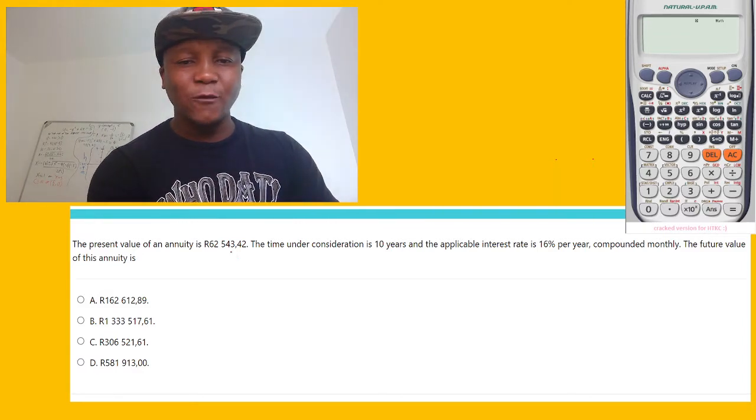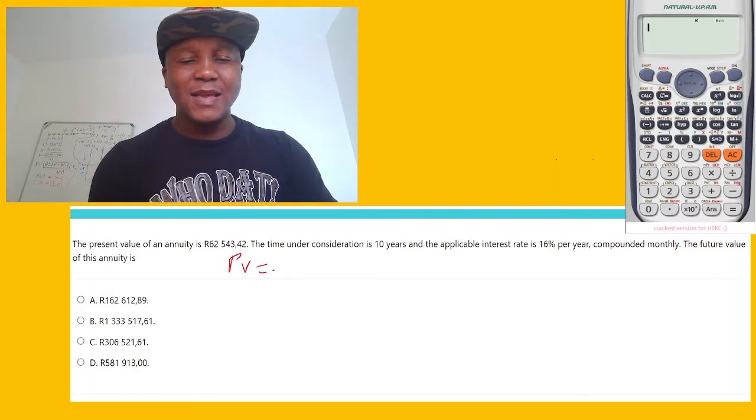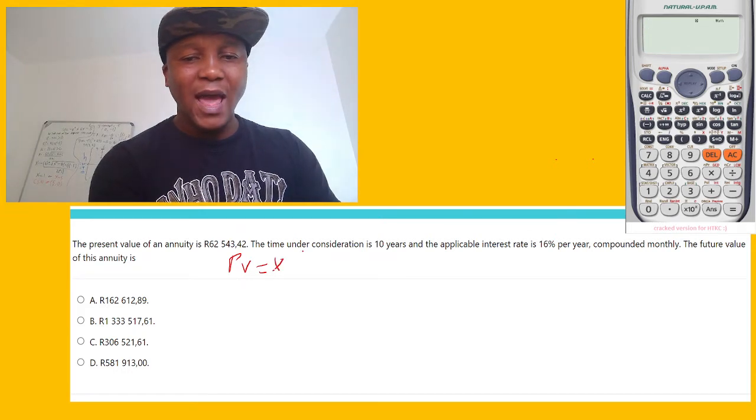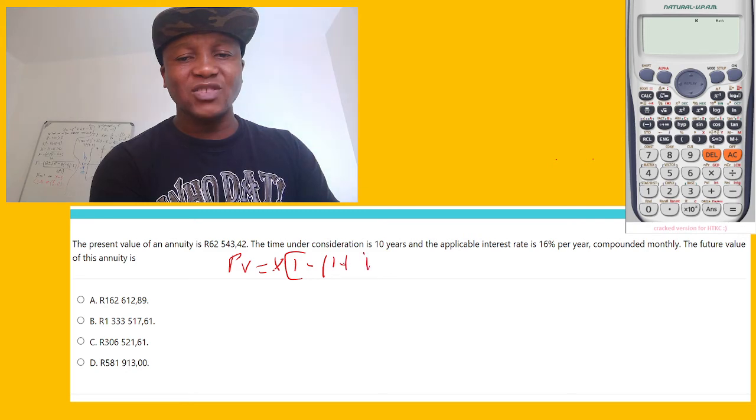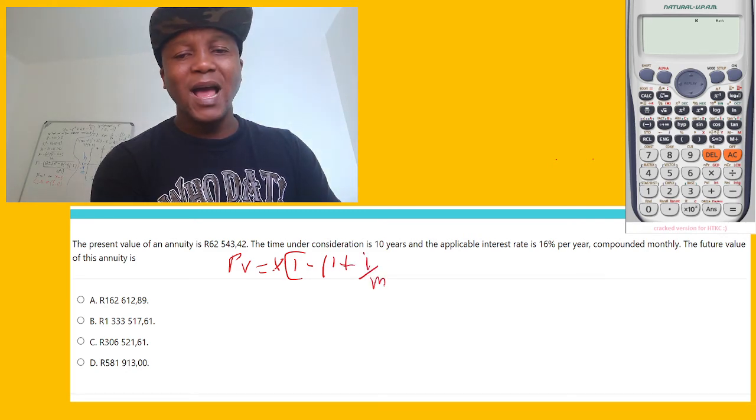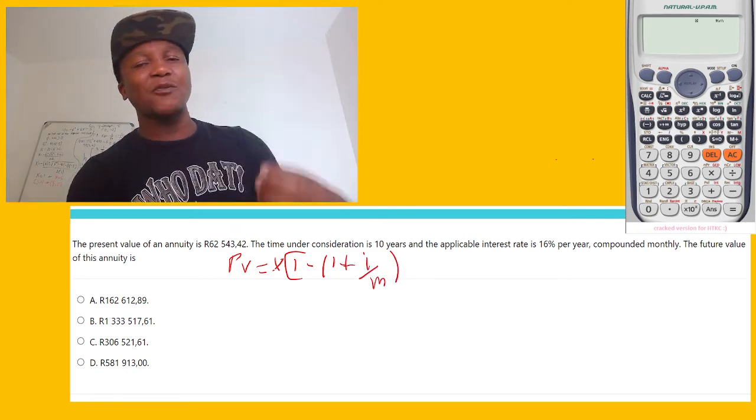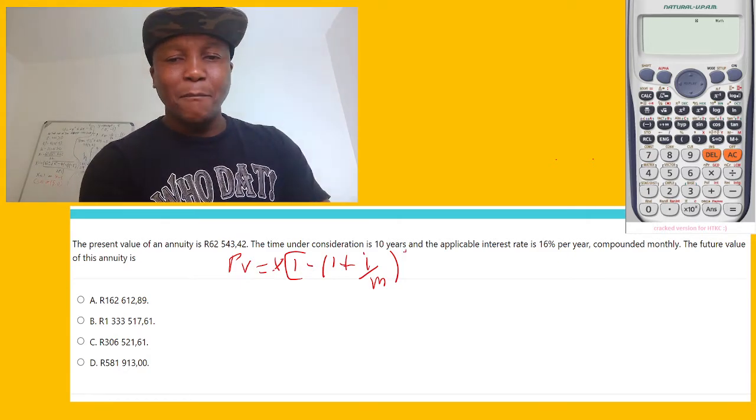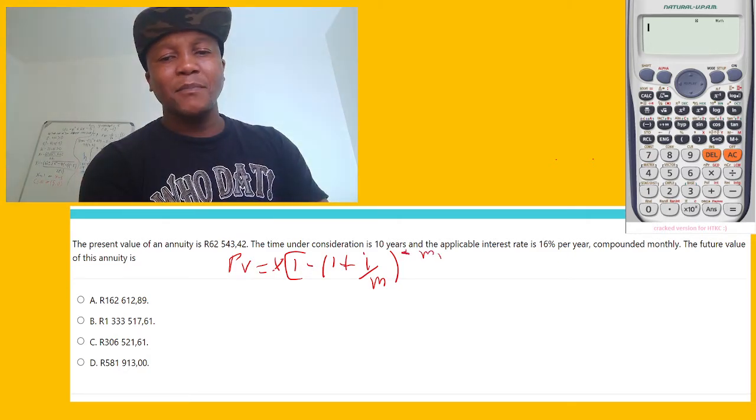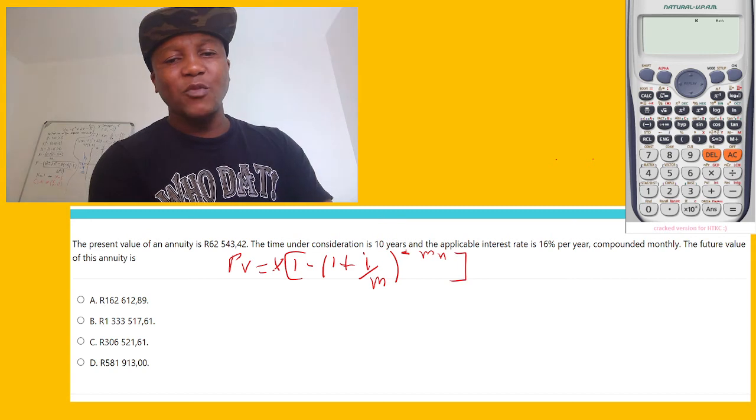So I'm going to say, okay, present value formula. PV equals X bracket 1 minus bracket 1 plus interest rate over M, where M represents how it was compounded, all to the power of minus M times N, and then we close bracket. And then we divide by the interest rate over M.